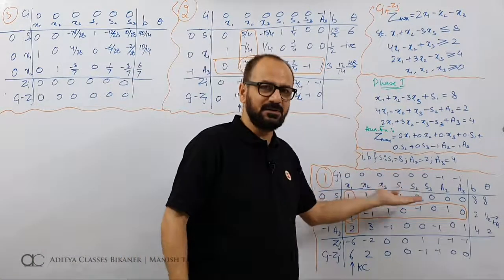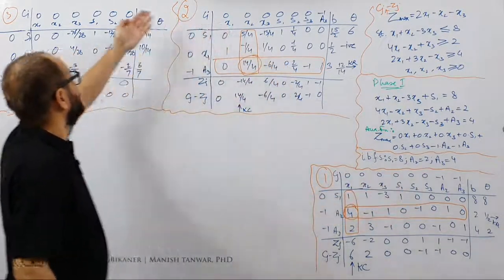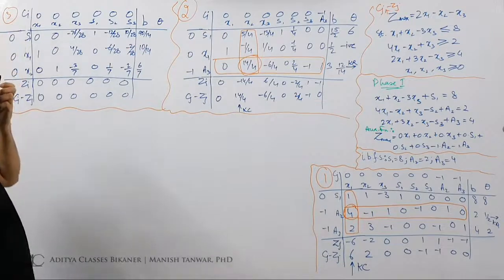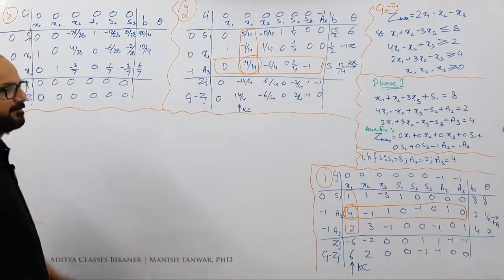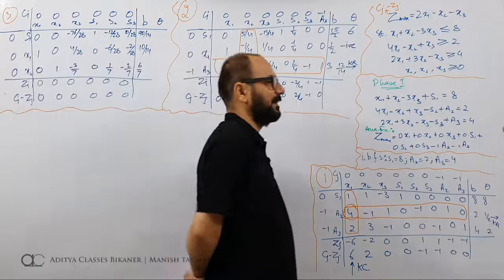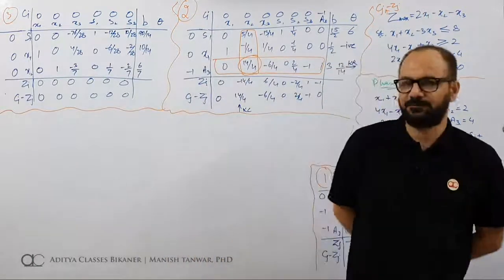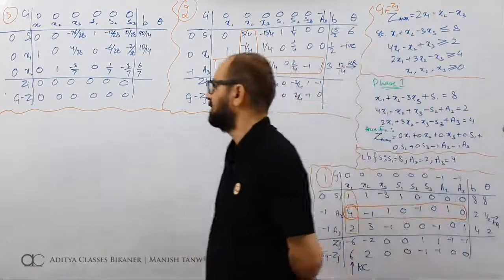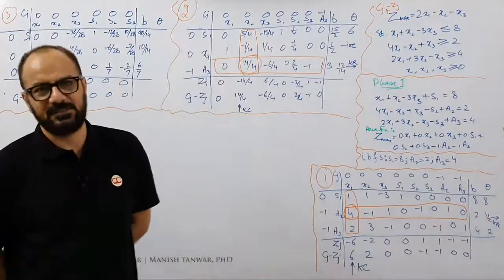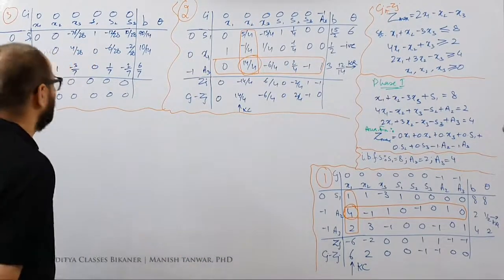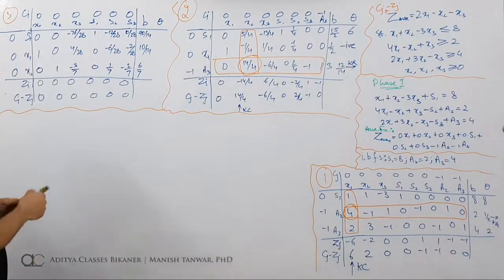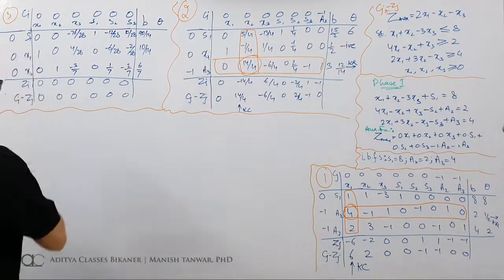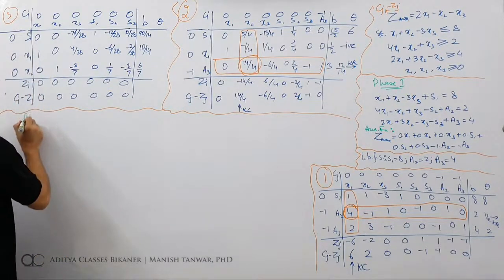We started with auxiliary function, second table, third table. After third table, we see that we have all zeros or negative values in the net evaluation row, thereby indicating that this marks the end of first phase. Now we can start with our second phase. Let us start our second phase. What is second phase?